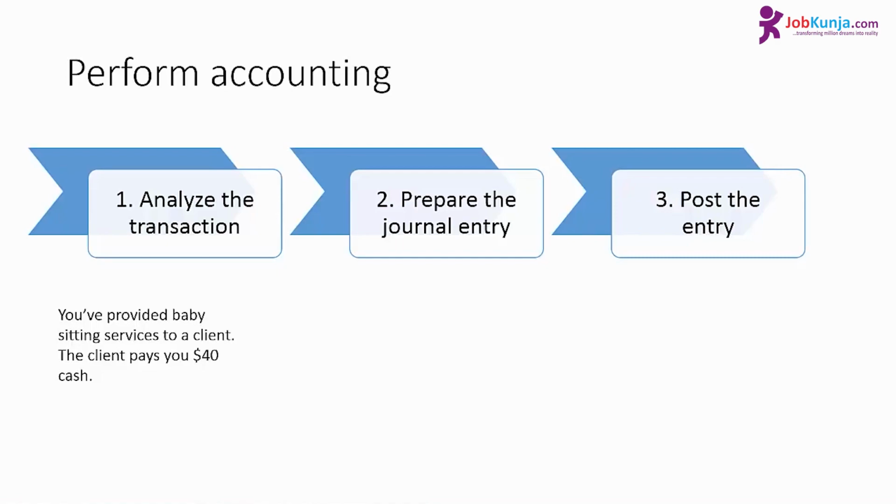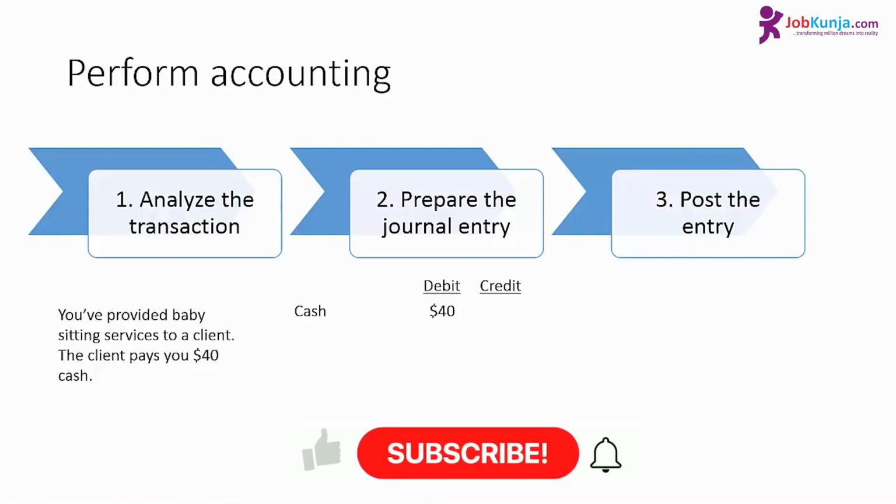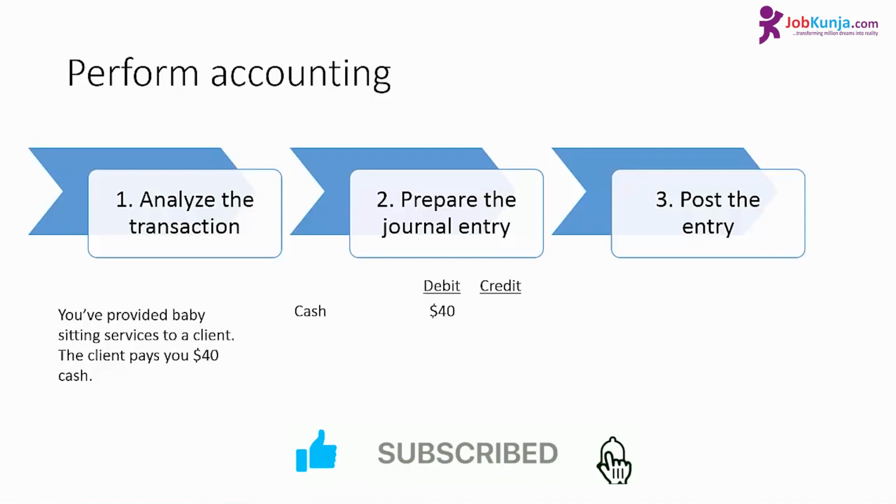When we collect cash, we want to increase our cash account. Remember that cash is an asset, and asset accounts are debit balances. Therefore, to increase cash, we will debit cash by $40. This will get added to the balance that's already in the general ledger account. But now we need the other side of the entry. We need to think of an account to credit.